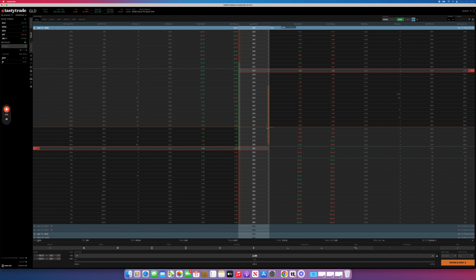And we have a 76% chance of making money on this trade, which is a very, very high probability of success. Anything over 50% is considered high. So 76% is very high.